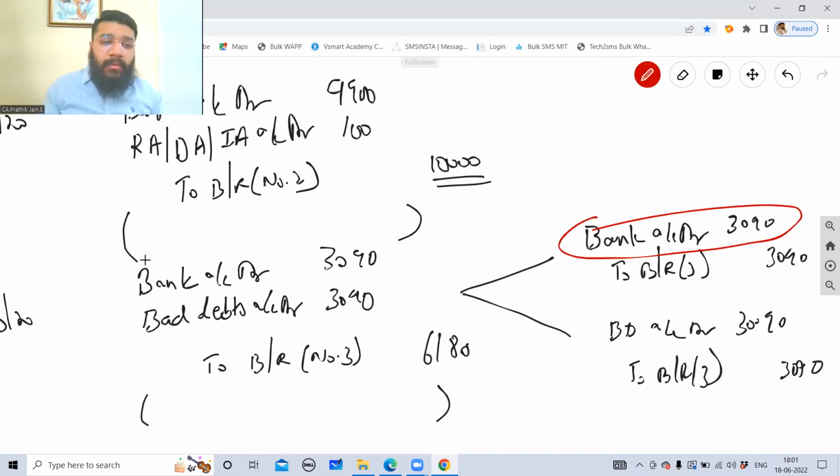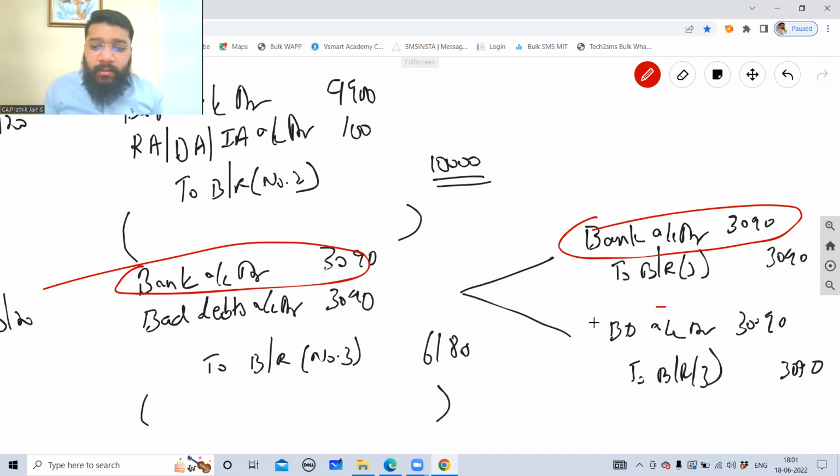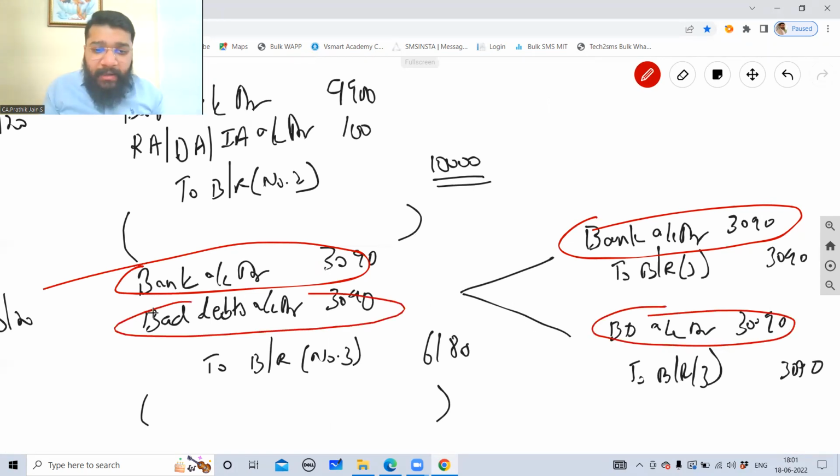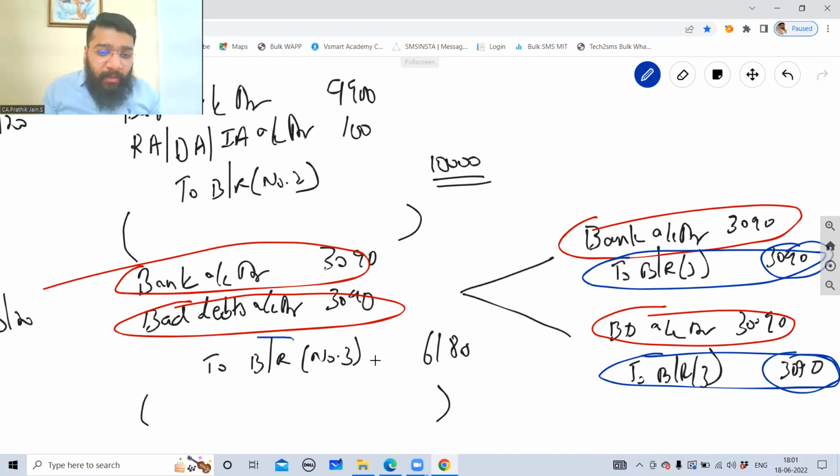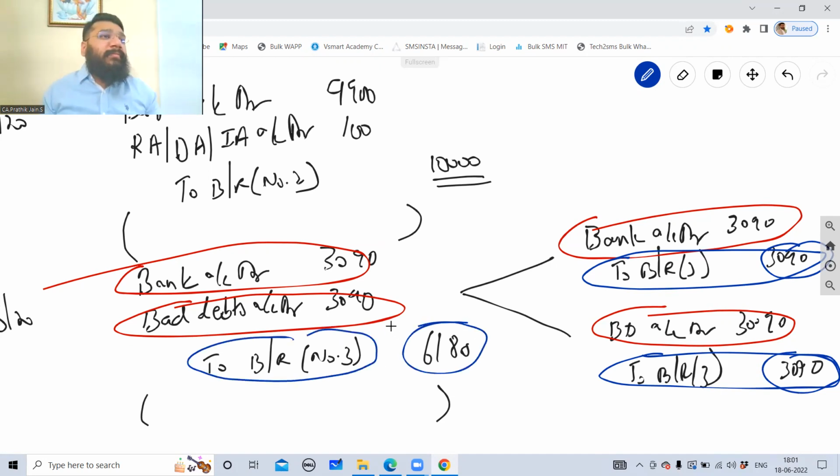Bank in debit, bad debt in debit. As far as bills receivable is concerned, both are the same account. Same account means we can add up both the numbers. So this is your compound entry, and this is your individual entry. Any problem?